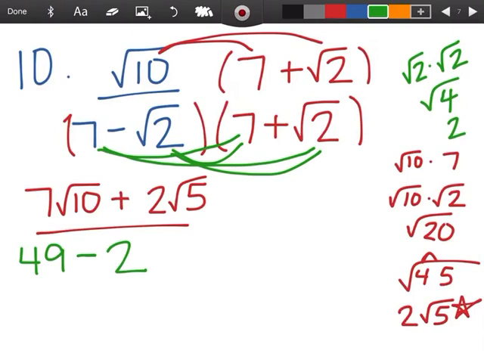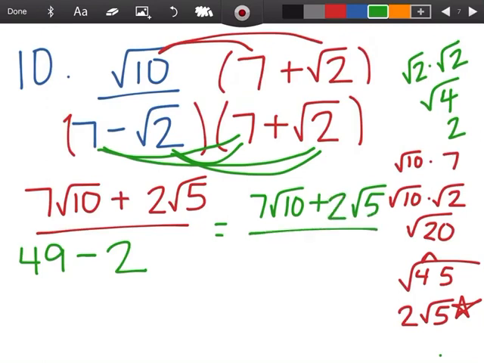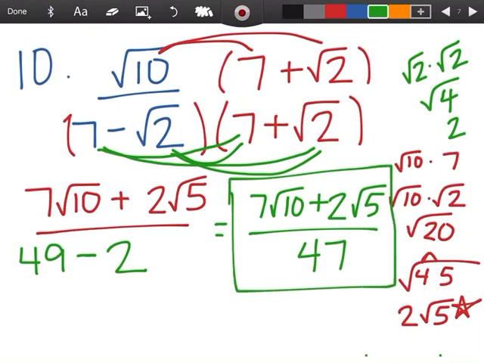So in the numerator, because those are not like terms or like radicals, I can't combine them. 7 root 10 plus 2 root 5. And then in the denominator, 49 minus 2 is 47. So that is the whole entire final answer, because the numerator cannot be combined and those roots are allowed to be in the numerator.